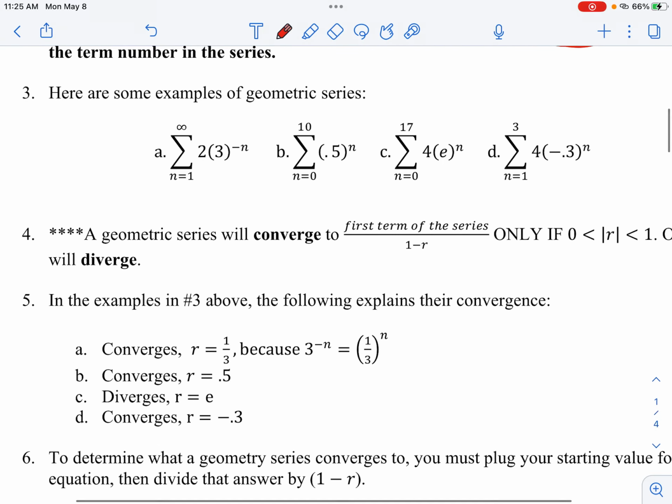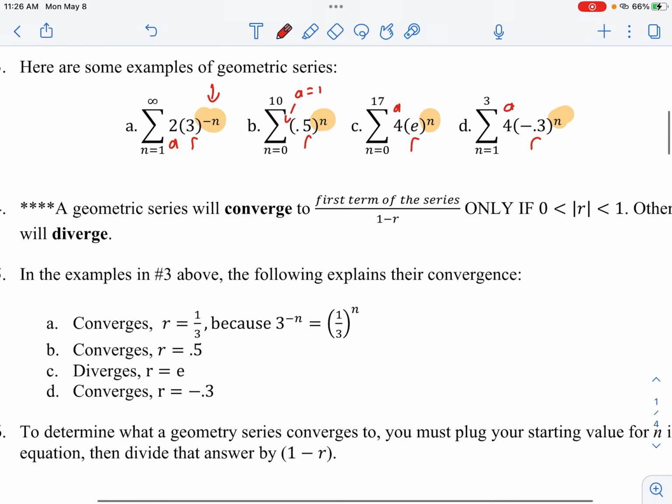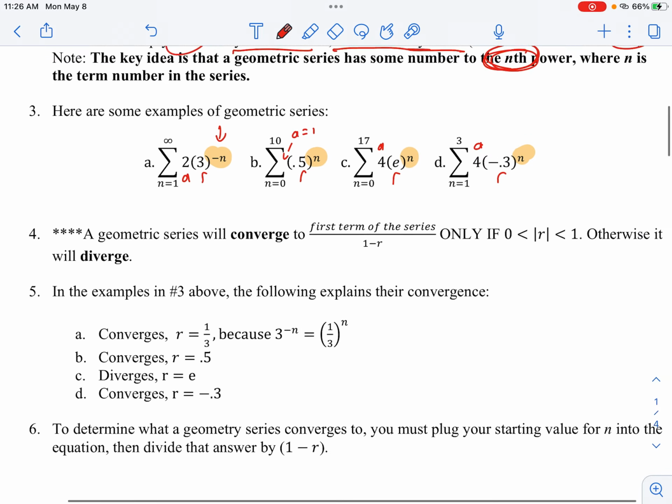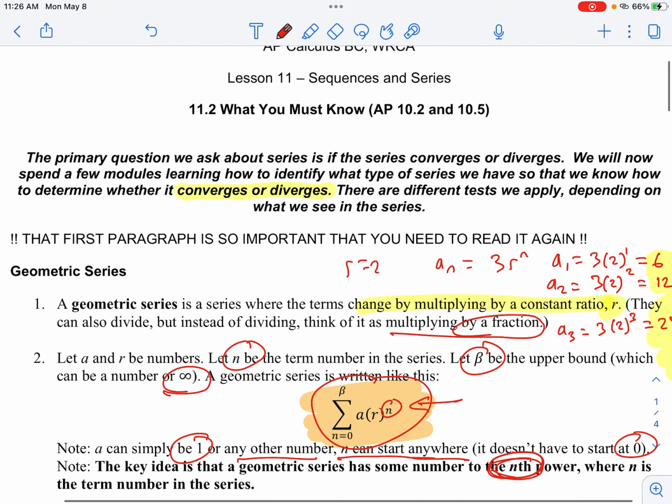These are all four examples of geometric series. Notice they all have something raised to an n. In this case, we have an A, we have an R. A would be this hidden 1. In letter B, we have an A, we have an R. Now, we notice that that's raised to a negative power, so that's kind of interesting, but still, you get the idea.